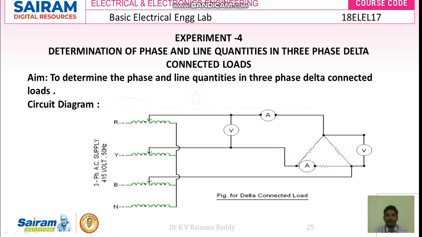And if you want to perform the experiment for this delta connected load, here we are going to measure that line voltage is equal to the phase voltage, but line current is equal to √3 times the phase current, and phase current is equal to 1 by √3 times the line current. This is the information we are going to catch by conducting this experiment.